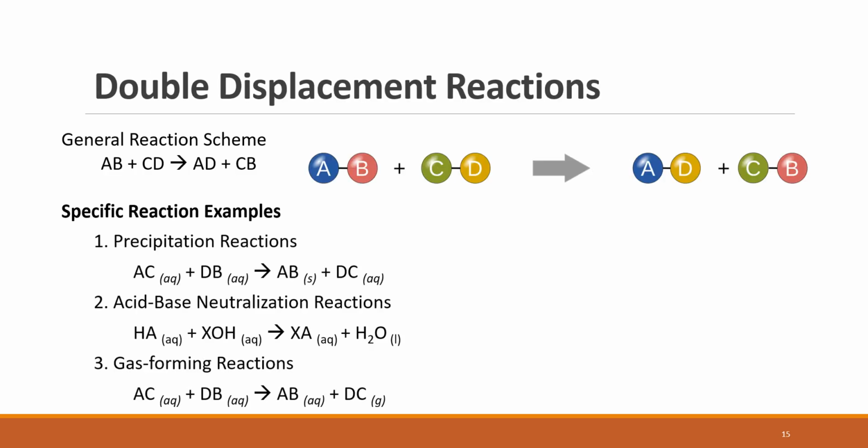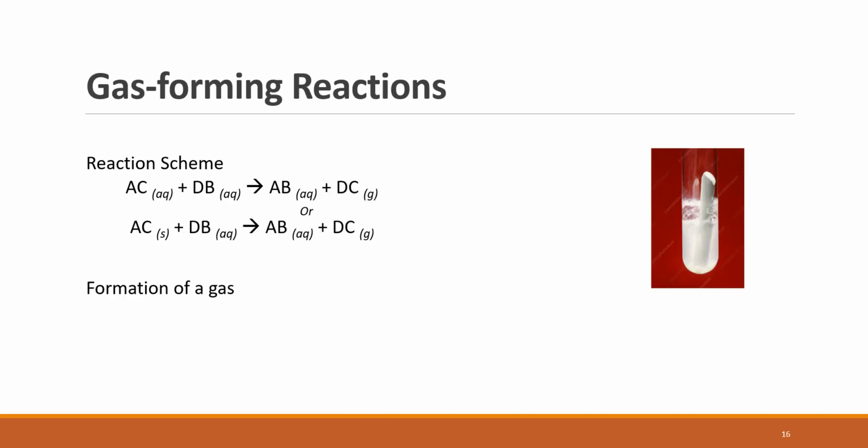The last type of double displacement reaction that we are going to look at is the gas-forming reactions. Since we already went over the other two in quite a bit of detail, we'll go through this one quickly. Notice it is double displacement once again, and to identify it as gas-forming, you would look for a product that has a G by it. For gas-forming reactions, there are two different types of reaction schemes. What's the difference between these? Well, in the first reaction scheme, you can see that the two reactants are aqueous, meaning that they are dissolved in water. One of the products does form a gas, indicating that it is indeed a gas-forming reaction.